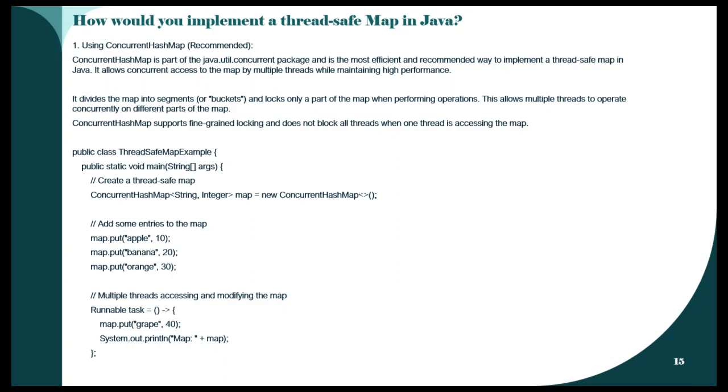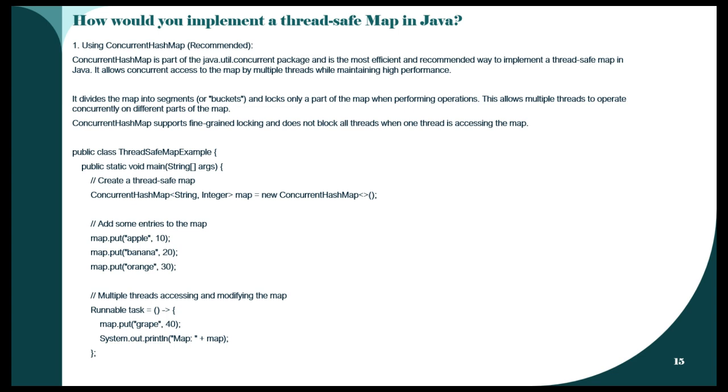If you look at it, the first thing we talked about is ConcurrentHashMap. That is one of the recommended ways because it has the concurrency API benefit. It is part of the java.util package, and it is quite efficient when we are implementing a thread safe map. It will allow concurrent access to that map by multiple threads, so it maintains the performance of the map. That's how it gives a benefit.